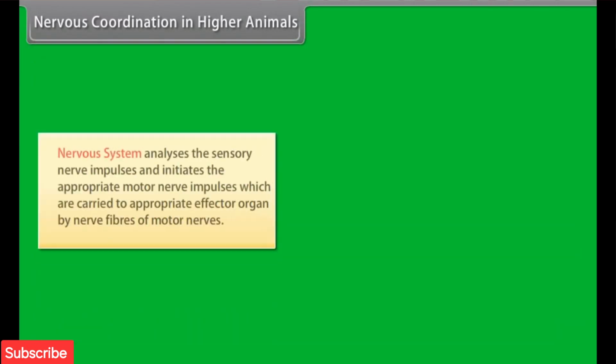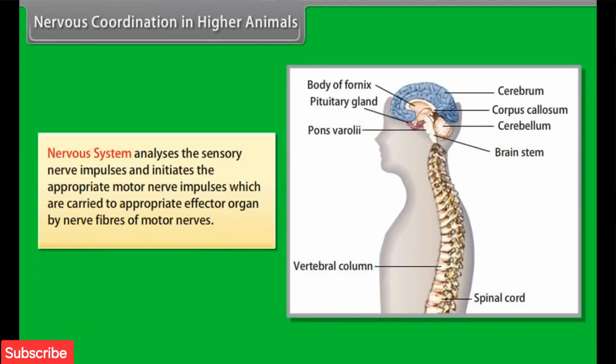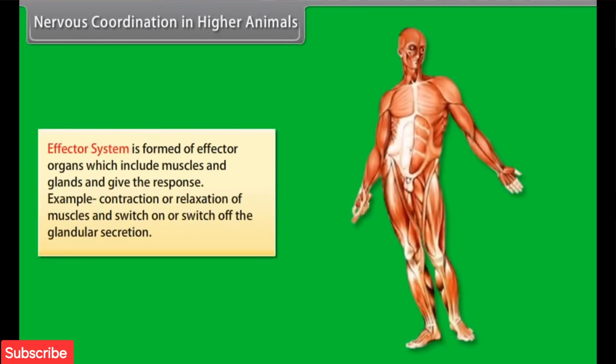The nervous system analyzes the sensory nerve impulses and initiates the appropriate motor nerve impulses, which are carried to the appropriate effector organ by nerve fibers of motor nerves. The effector system is formed of effector organs which include muscles and glands and give the response. Example: contraction or relaxation of muscles and switching on or off of glandular secretion.